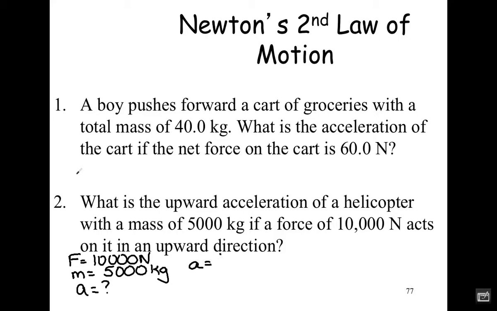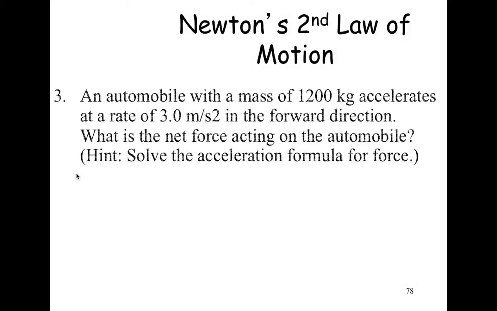So acceleration is my 10,000 divided by my 5,000. When I plug that into my calculator, I get 2. And that's the right number of sig figs. Double check, I have newtons and I have kilograms, so this has to be meters per second squared. Now, those two we solved for acceleration, but we can also solve for any of the things. We can actually solve for both mass or force. So let's take a look at this one.